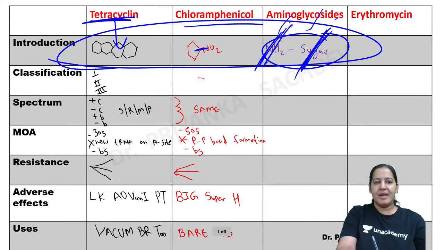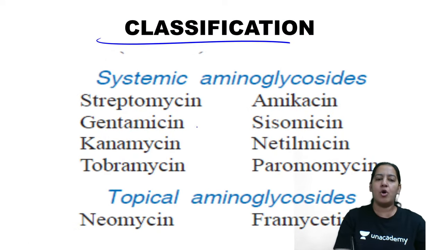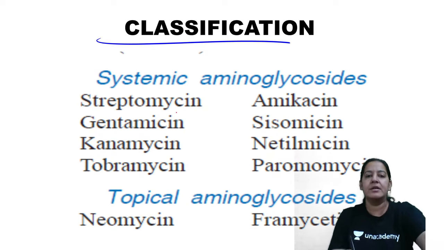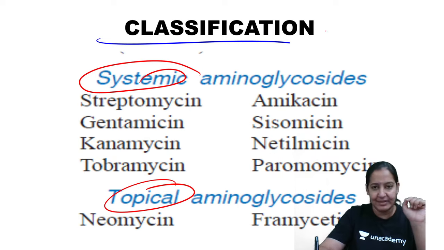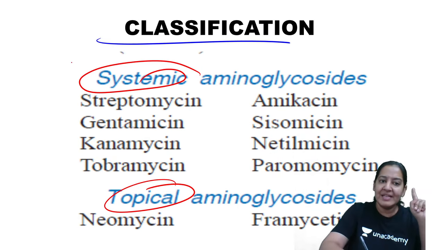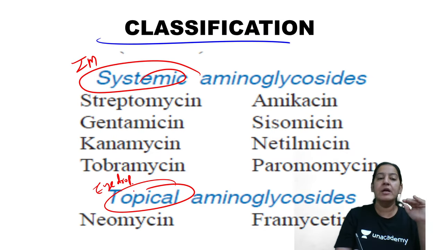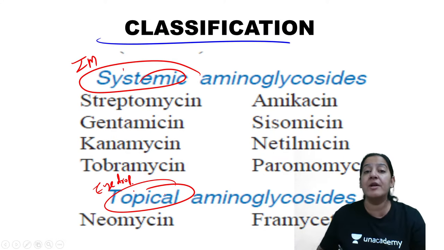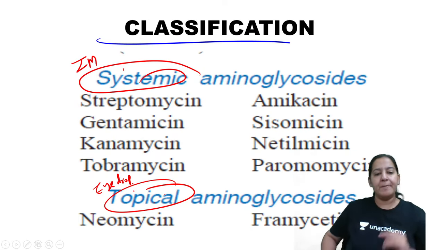Coming on the classification. Yeah, there is an important classification here. So classification is according to two things: whether the aminoglycosides are systemic or topical. Listen, aminoglycoside ki tablet nahi aati hai. It is not in oral form. Systemic is injectable, intramuscular injections. And topical is ointments and eye drops. So only injection and topical forms are available. There is no aminoglycoside available in the form of tablets, syrups, or oral form. So systemic or topical.